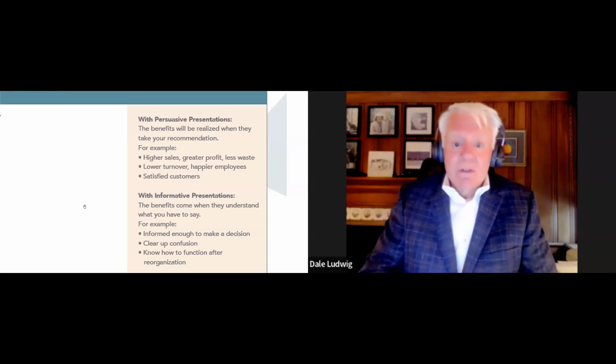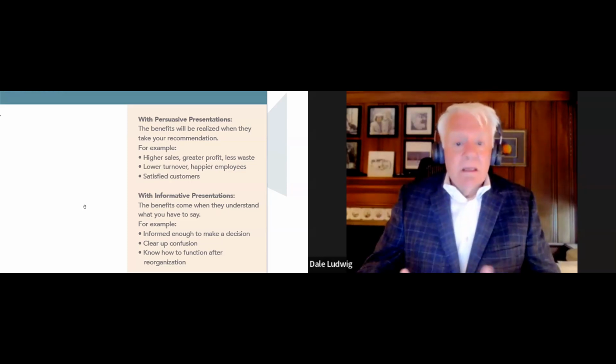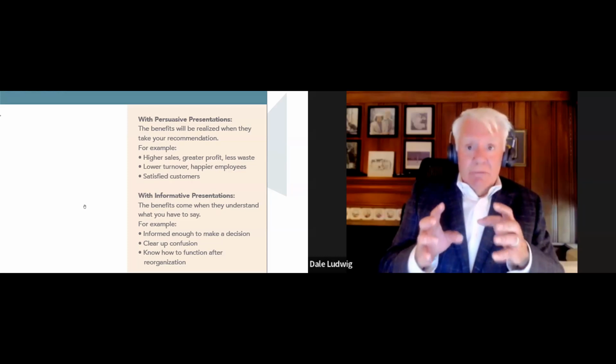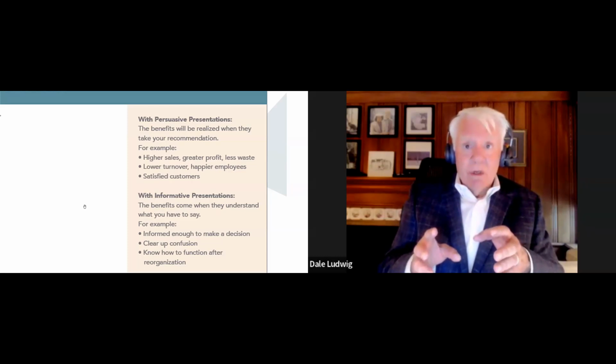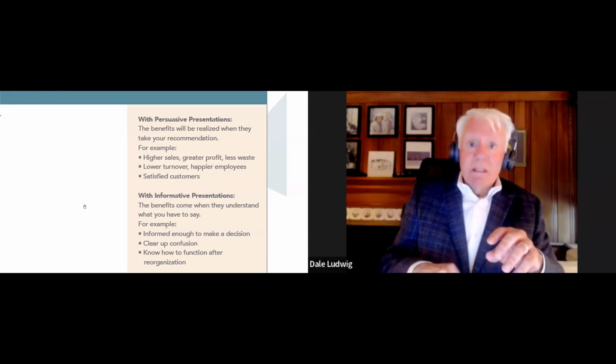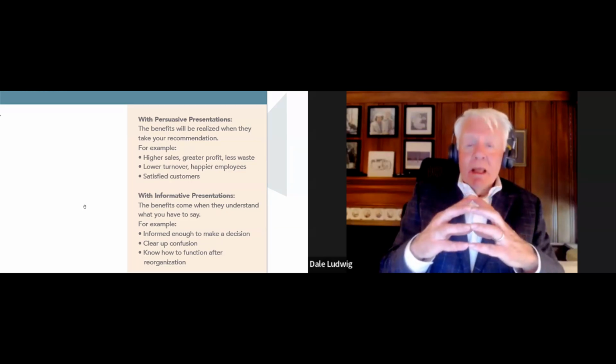Benefits are, for example, higher sales, greater profit, less waste, lower turnover, satisfied customers, all of those things. By stating those in the frame at the beginning of your presentation, you are setting yourself up to tie back to those things as you move through the details because you want your presentation to hang together really tightly.